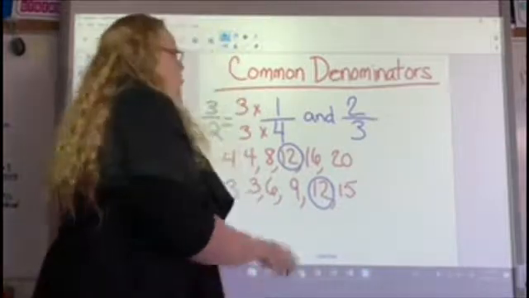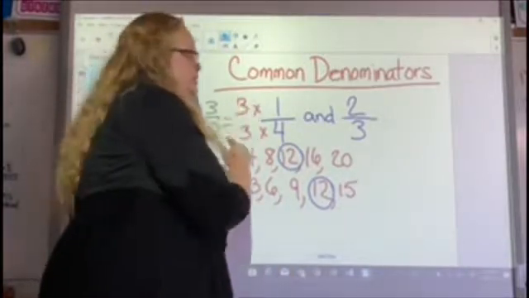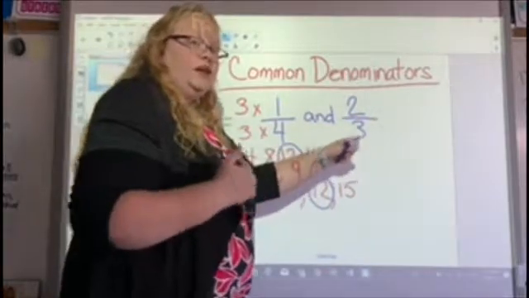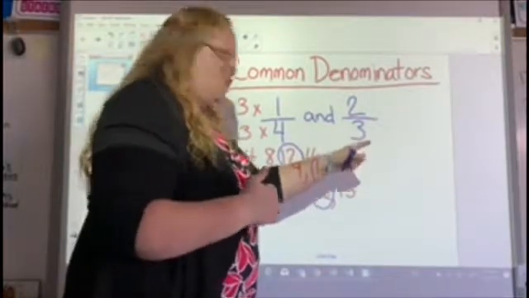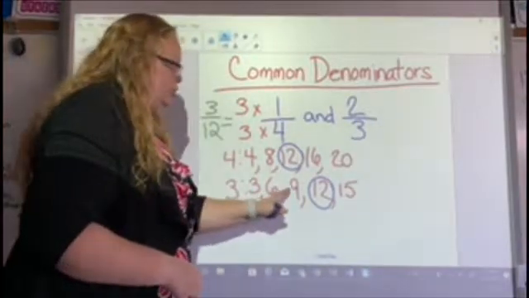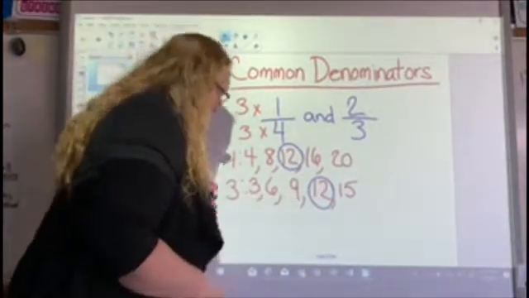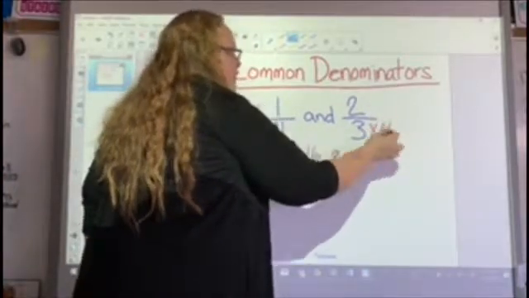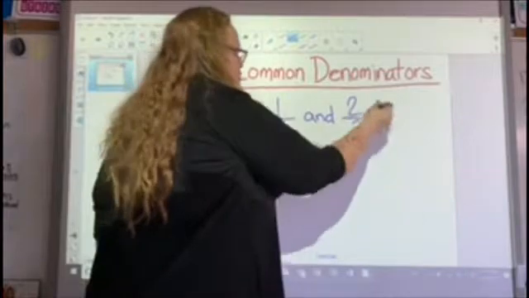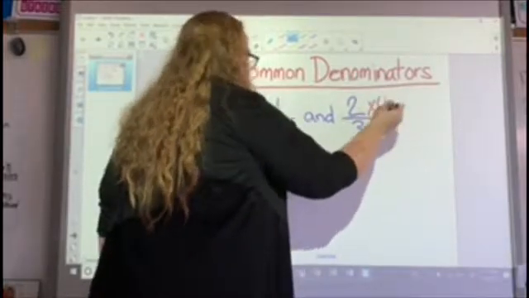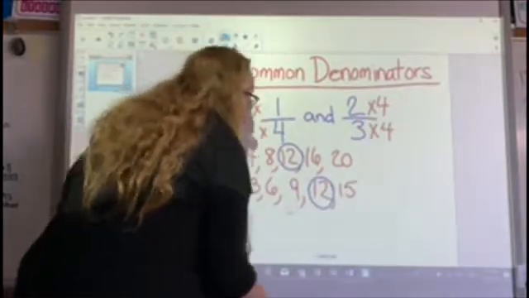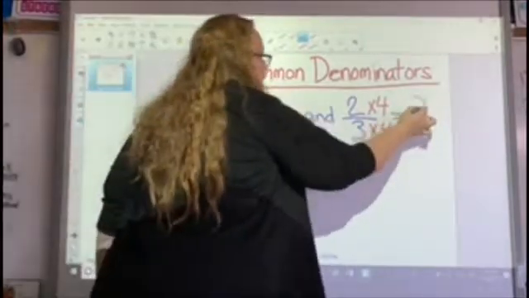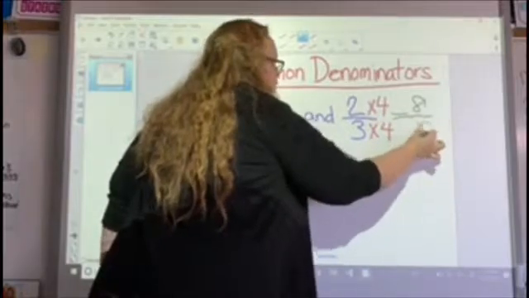Now, just because I multiplied by 3 over here does not mean I need to multiply by 3 over there. My 3 requires a different number to be able to make it to 12. So it needs 1, 2, 3, 4. So I need to multiply my denominator by 4 to make it 12, and whatever I do to the bottom, I have to do to the numerator. So times 4 to make it to 12. So 2 times 4 is 8, and 3 times 4 is 12.